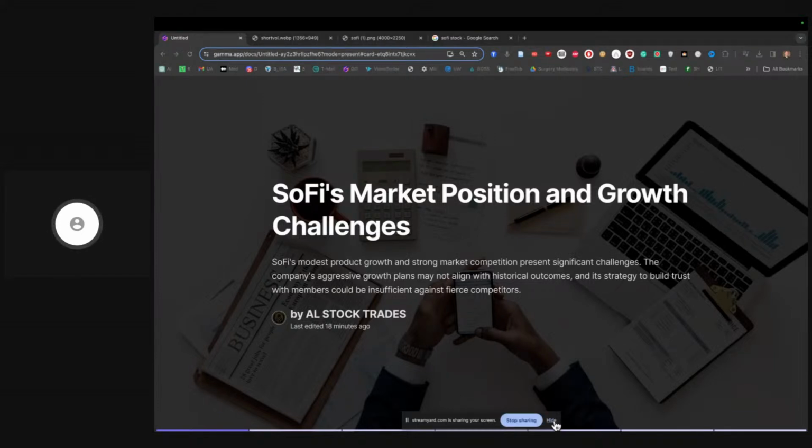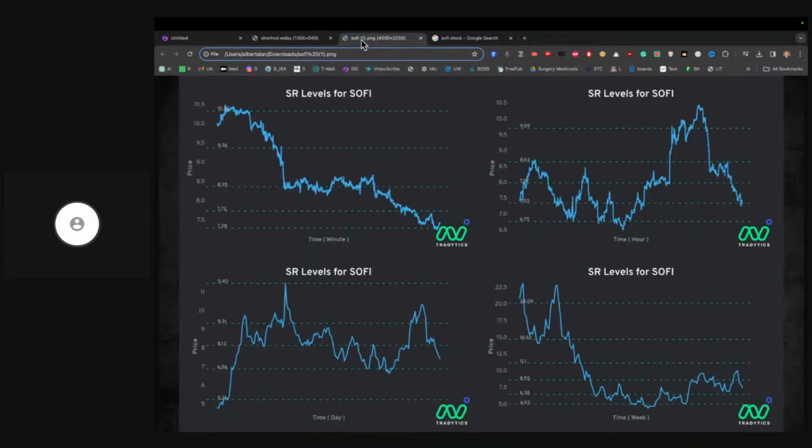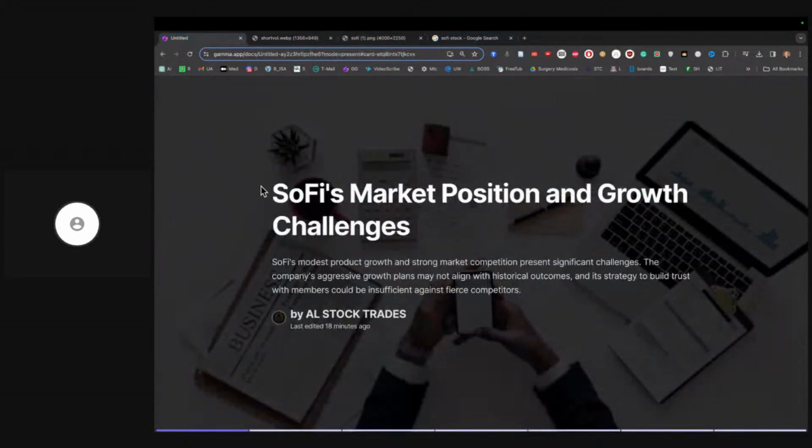Okay, guys, check this out. So in this video, we're going to take a look at the bear case of SoFi, look at the increase in short volume from our stock terminal, look at the AI support resistance lines, and then tie everything together.